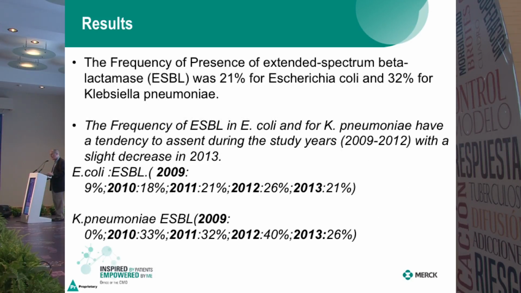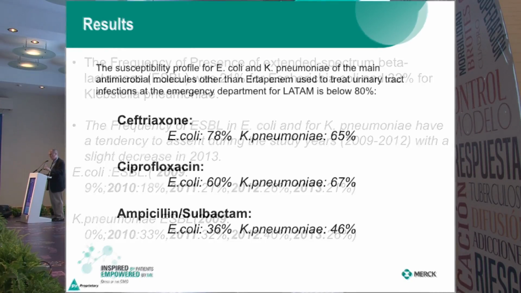Frequency of presence of extended spectrum beta-lactamase, that's the ESBL I mentioned earlier. This makes the organism resistant to all of the beta-lactams except the newest carbapenems. That's a bad resistance pattern to have. The frequency ascended early on. Look, 2009, the ESBL was 9%, then it went up to 18%, 21%, 26%. Very, very scary. And Klebsiella, 0% in 2009, up to 40% in 2012. It's not very good. But these are very worrisome numbers.